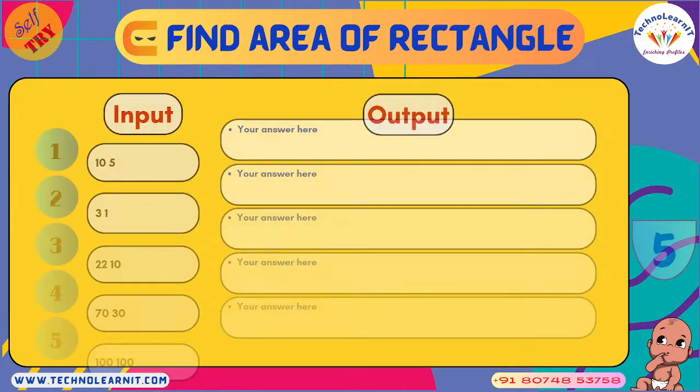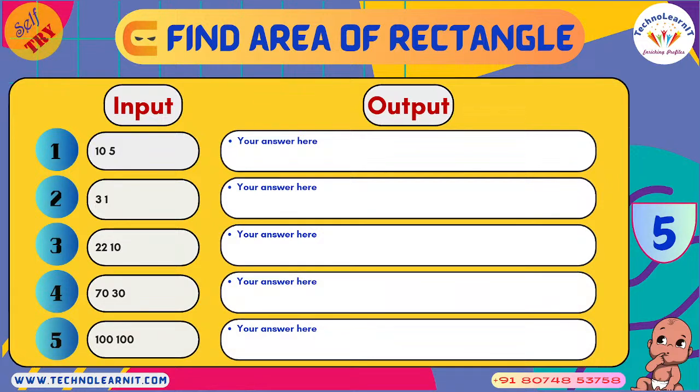The next one is finding the area of a rectangle. To find the area of a rectangle, there are two parameters that you need to take as input. One is the length of the rectangle and the second one is the width of the rectangle. Okay. Samples are given here. When the input is 10 and 5, the output should be 50 because the area of the rectangle can be computed using the formula length times width. So 10 times 5 is 50, 3 times 1 is 3, third test case, 22 times 10 is 220, 70 times 30 is 2100, and 100 times 100 is 10,000, and that's what you expect.